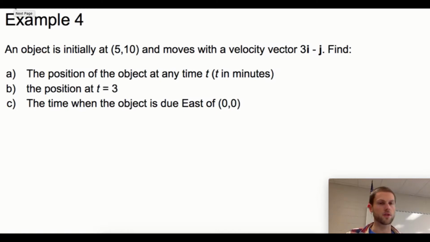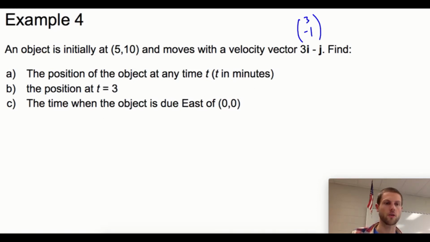So let's see how we can use this velocity in an example. This is a constant velocity problem. I have an object that's initially at this point, and it moves with a velocity vector of 3i minus j. So I'm looking at this right away, and I'm thinking this is the same thing as (3, -1). I want to find the position, not position vector, of the object at any time t. In this case, t is in minutes.